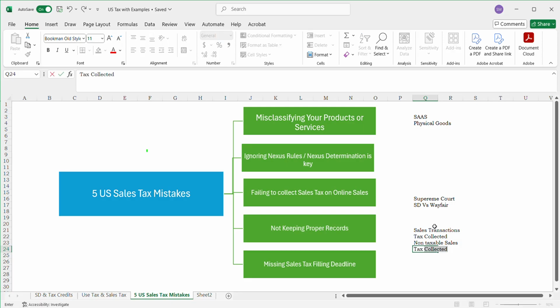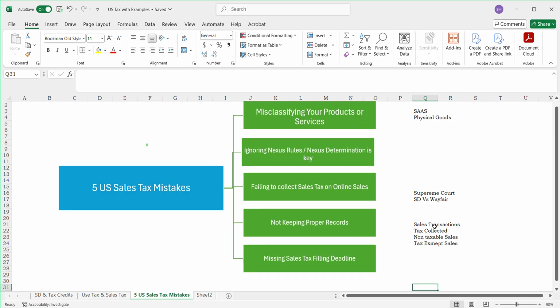One example is tax exempt sales. Many customers provide us with the tax exempt certificates that they get from the state, so that we don't charge them any sales tax. Keeping the record of those tax exempt certificates is key, because if an audit comes tomorrow, you are the one responsible for going to the state and providing them with those certificates. So that's the fourth mistake, not keeping the proper records.